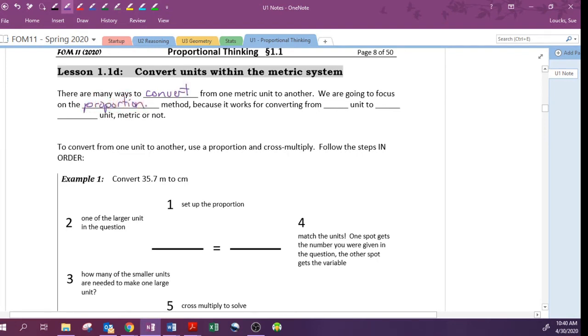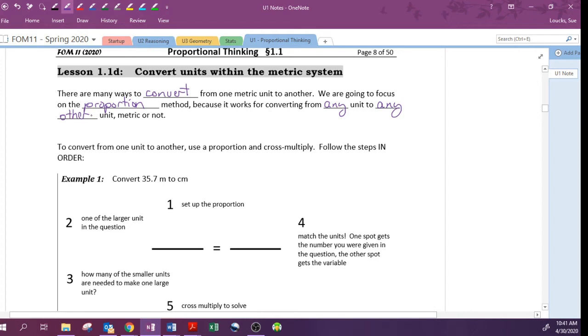A couple reasons for that. One is because, well, the unit is called proportional thinking. But more important is that the proportion method works to convert from any unit to any other unit. And you don't have to think about whether you're multiplying or dividing because you're using a proportion and we're going to cross multiply and divide. So you're actually doing both every time. So that makes it easier.